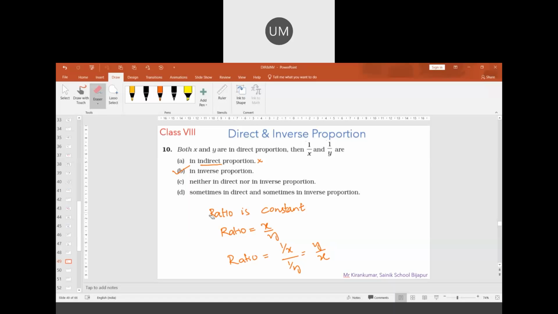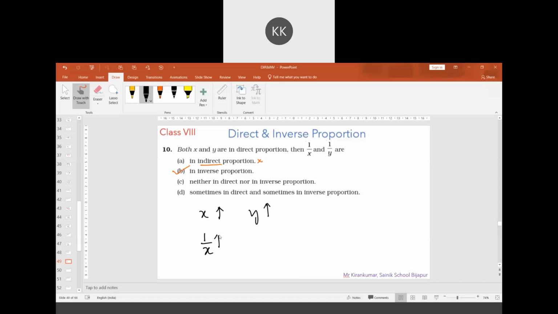Okay, let us think in a different way, not by taking the ratio. If the x value increases, the y value also increases, isn't it? Then it is called a direct proportion. If the 1 by x value increases, what will be the 1 by y value? It will also increase. So it is an inverse proportion option.